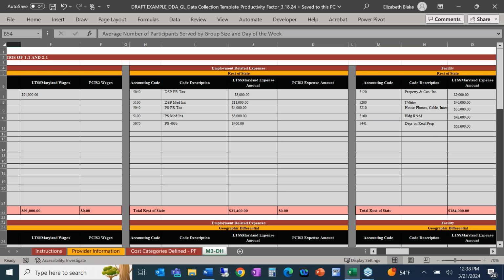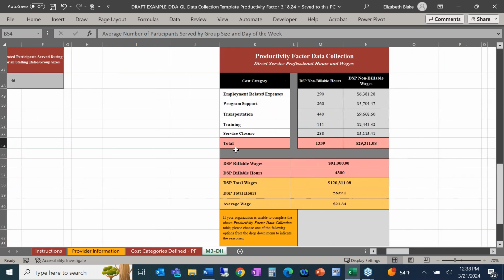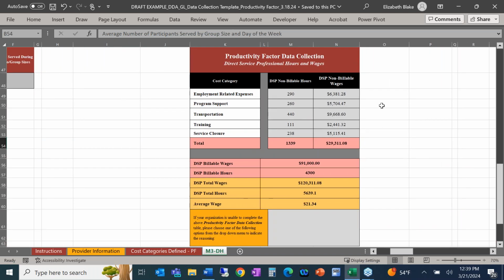And then we are now going to transition into reporting our non-billable hours and non-billable wages into the productivity factor data collection table. So now instead of reporting paid time off and the overtime portion of wages up here, we are going to only report them down here in our productivity factor data collection table, and you're going to enter them right here. You're going to put the non-billable hours, and then you're also going to put the non-billable wages right there.